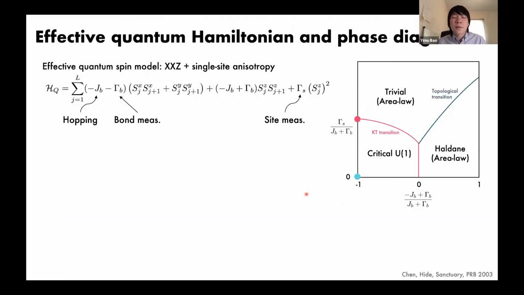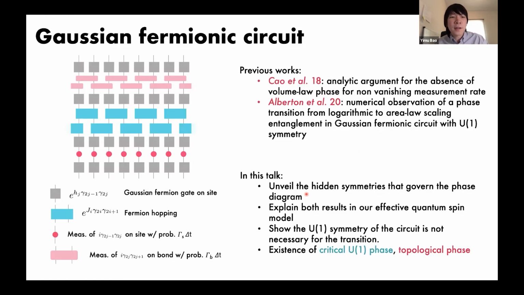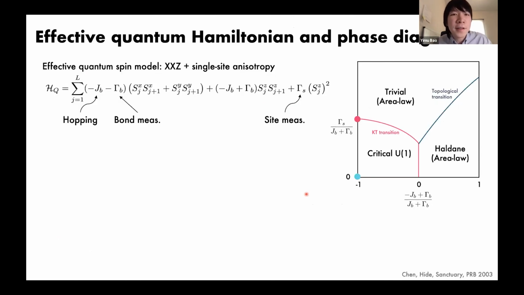Okay, so using this mapping to the ground state problem, actually we can show that the quantum circuit I'm showing in the previous slides, containing these 4 ingredients, maps to an XXZ spin chain with single-site anisotropy. There are a few ingredients like a hopping term, the bond measurement and the site measurement.